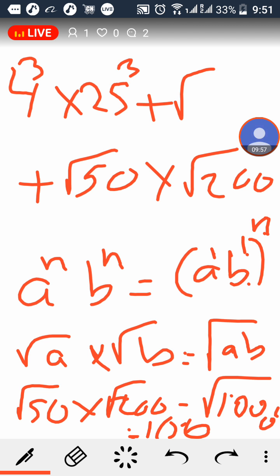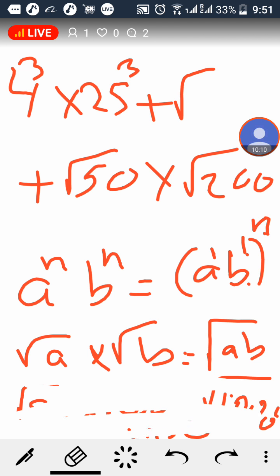Okay, so let's try to solve this question again. You see, if you have root times root, you can take them both in one root and multiply them. There is one more rule also, just to understand the whole thing. Okay, let me erase everything.